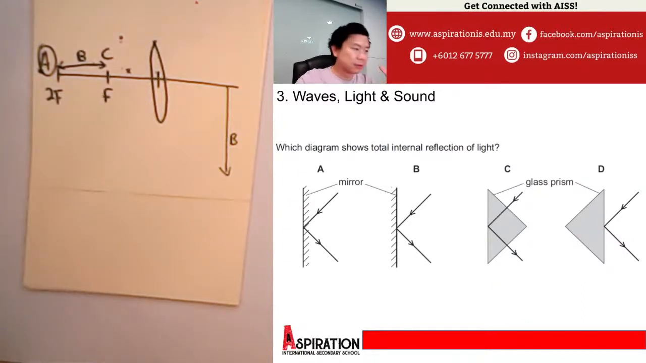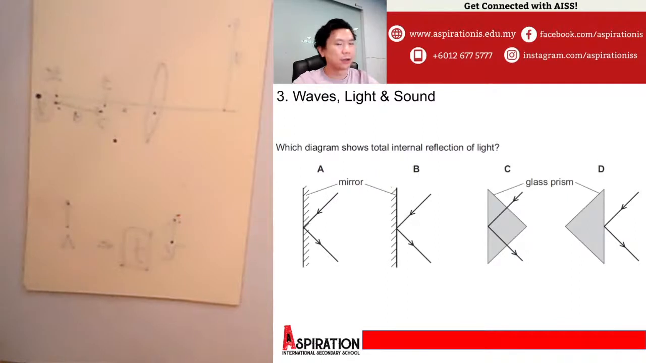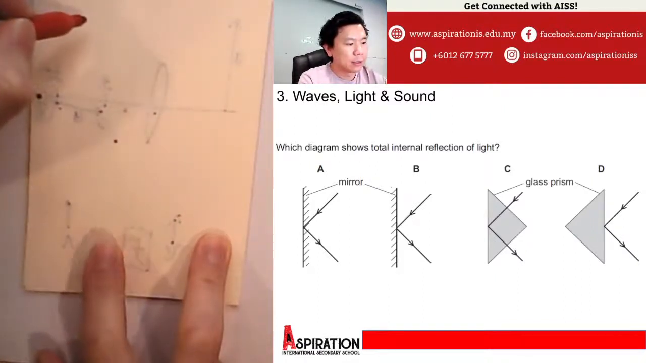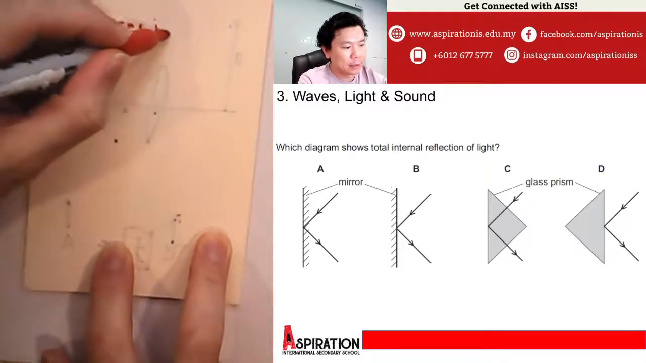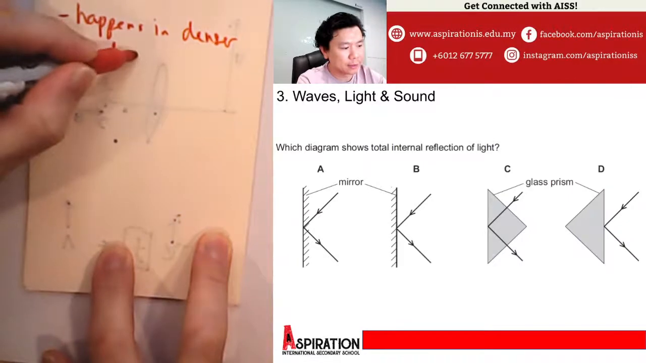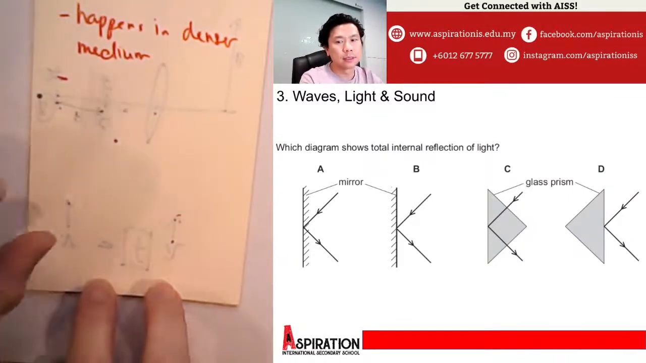All right. Seems like a lot of you have a very good understanding of total internal reflection. So remember, it happens in the denser medium. Let's do a quick revision on total internal reflection.